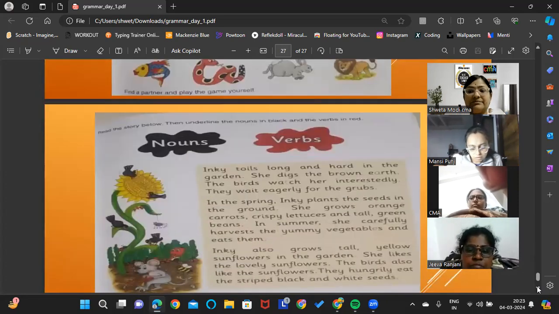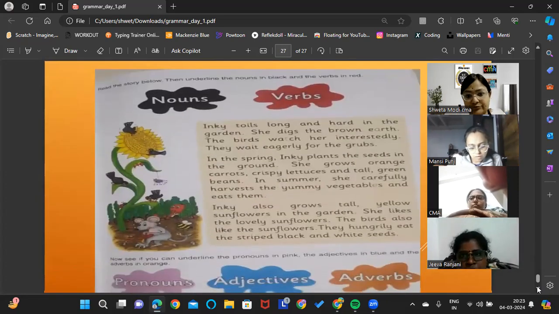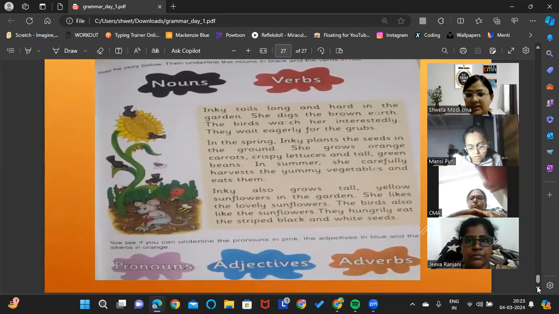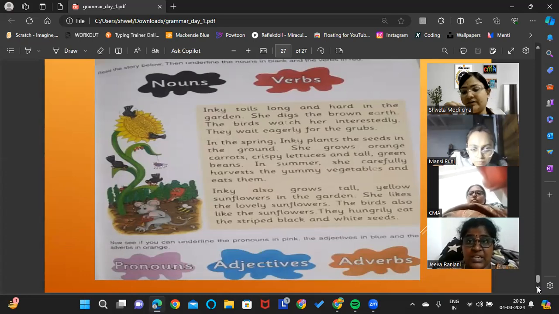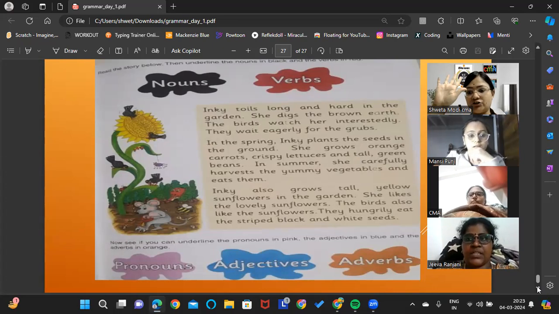And this was the assessment sheet which I told you to do. So all of you tell me which words are nouns here. Inky, plants, seeds, garden, sunflowers, earth, vegetables, carrots. Do the action also. Wait, Jiva, do the action also.